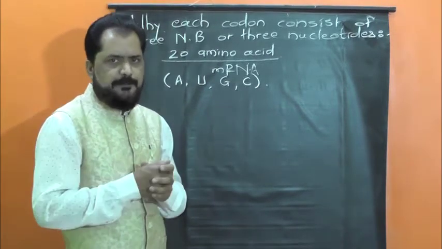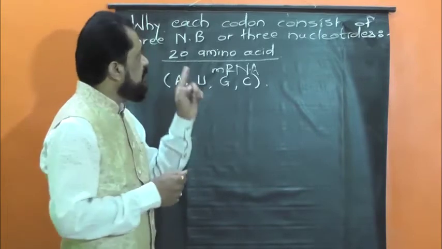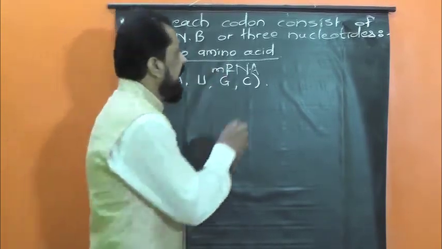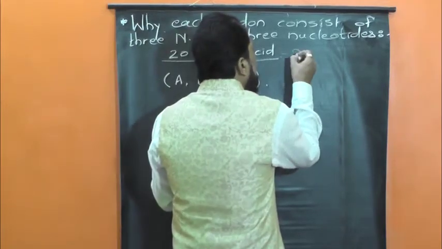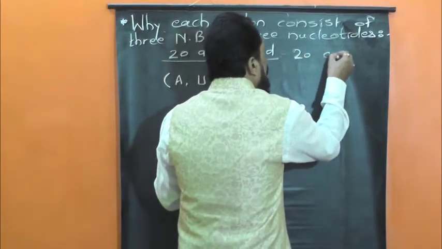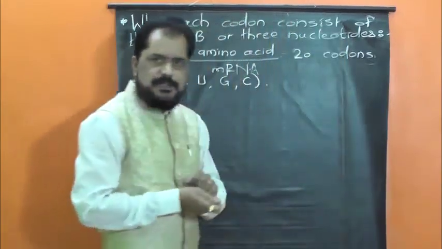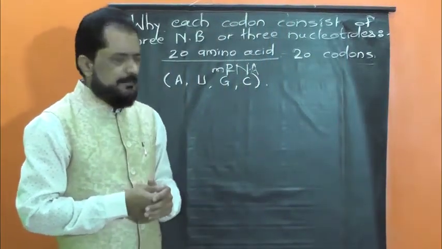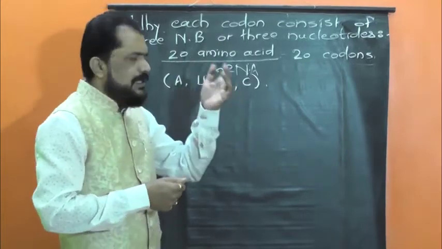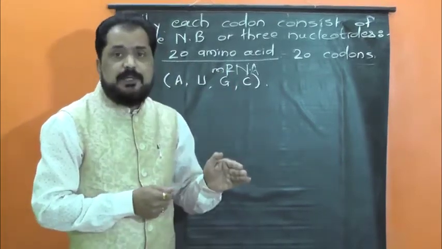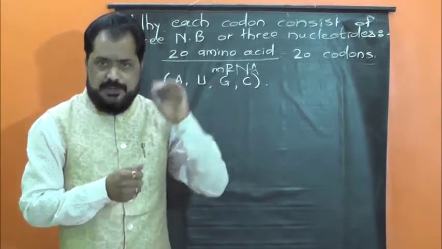So obviously to specify 20 different types of amino acids, at least 20 different types of codons are necessary. Right? याचा अर्थ कमीत कमी 20 अमायनो ऍसिडला स्पेसिफाय करण्यासाठी 20 वेगवेगळ्या प्रकारचे कोडॉन्स हे आवश्यक आहेत.